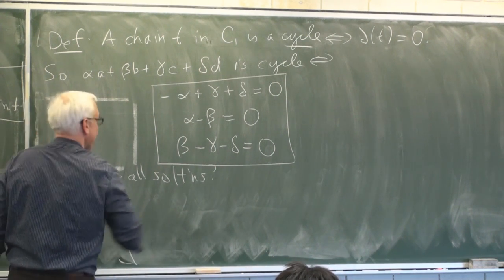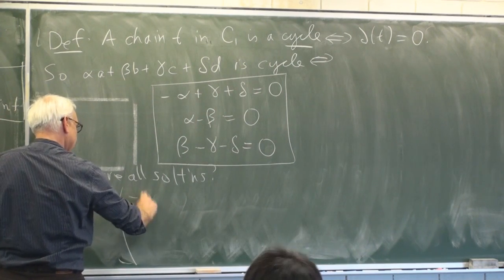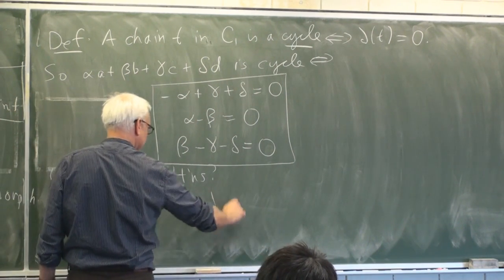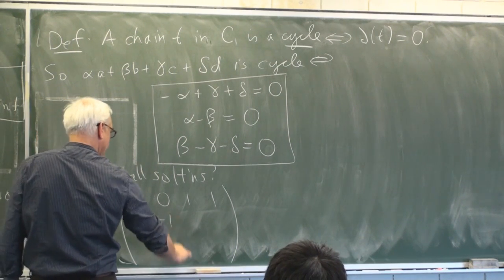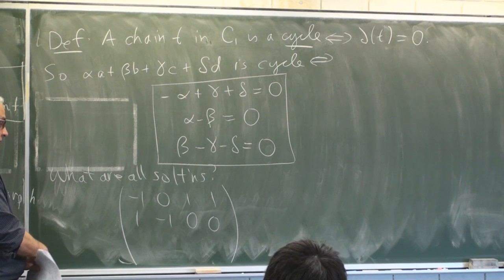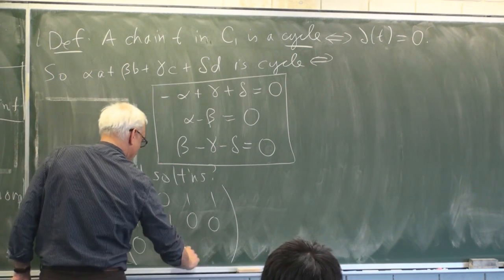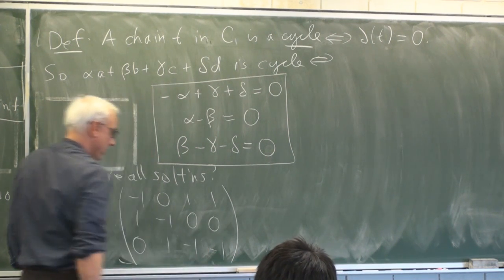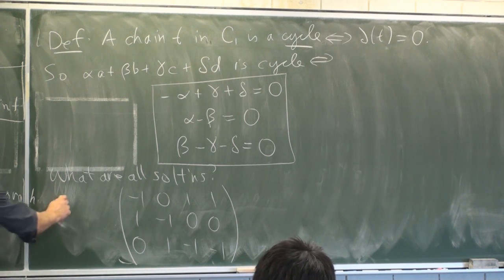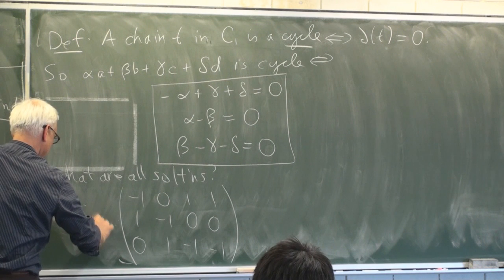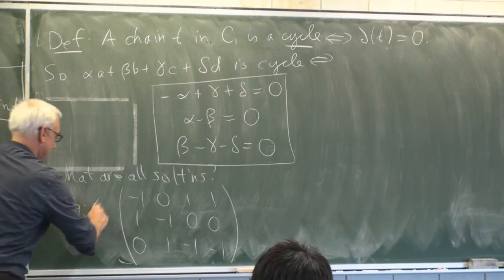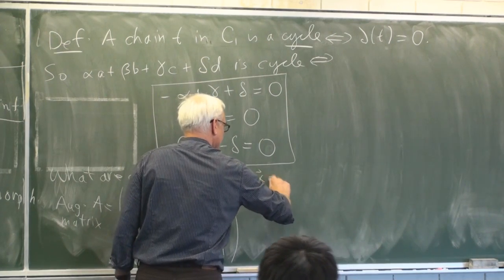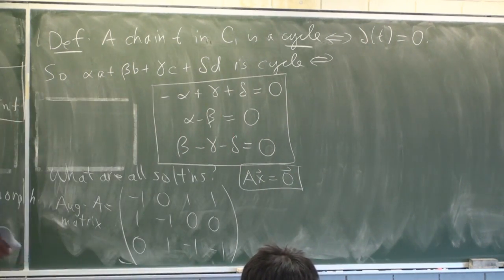Okay, so the augmented matrix for this is what? Well, the first equation is minus alpha plus zero beta plus gamma plus delta equals zero. Right hand side is just zero, so we'll ignore it. Then the next equation is alpha minus beta. So that's 1, minus 1, 0, 0, equals 0. And the third equation is beta, so no alphas, 1 beta, minus gamma, and minus delta. So that's the augmented matrix. In fact, what we're trying to do is find the null space of this matrix. If this matrix is, say, A, then we're trying to solve AX equals 0. In other words, we're finding the null space of this matrix. Then we'll have found all the cycles.